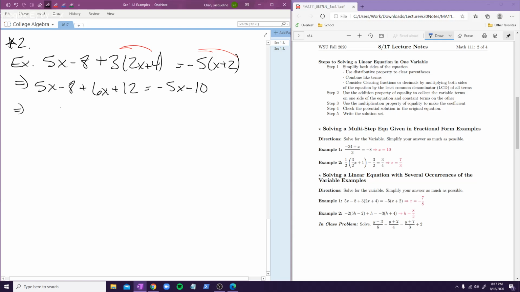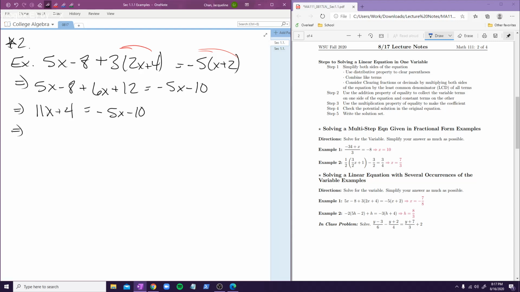Right? Now, let's combine like terms. I have this positive 5x and positive 6x, so that makes 11x. Negative 8 plus 12, that's also 12 minus 8, so that's positive 4. Right? And negative 5x minus 10, I can't combine anything else.